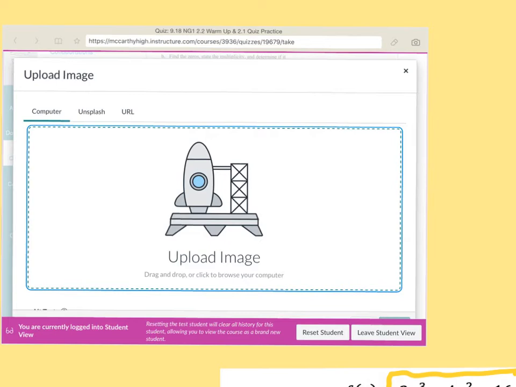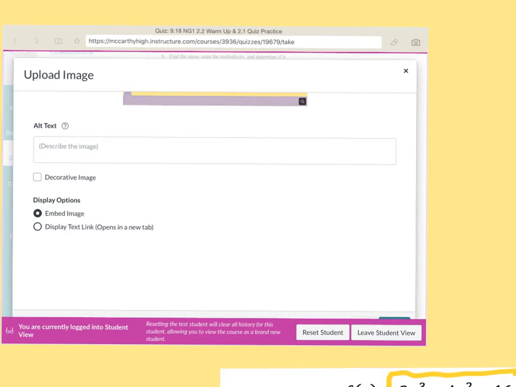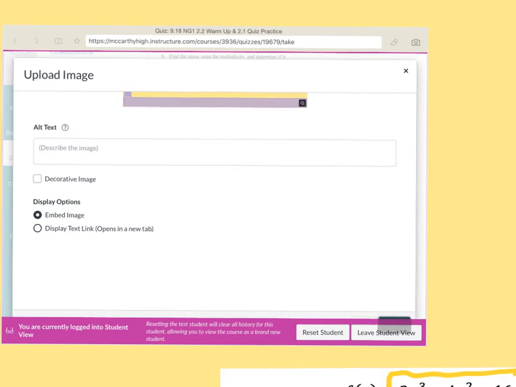So it's a little different. I don't have to click on Canvas. I don't have to click on my files. It goes there, scroll down, and click. It's hidden by my student view, but it says upload.